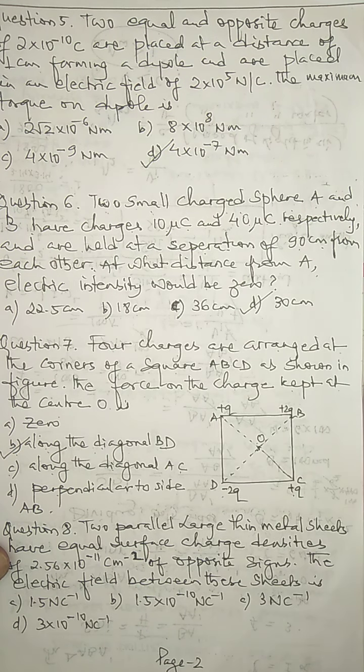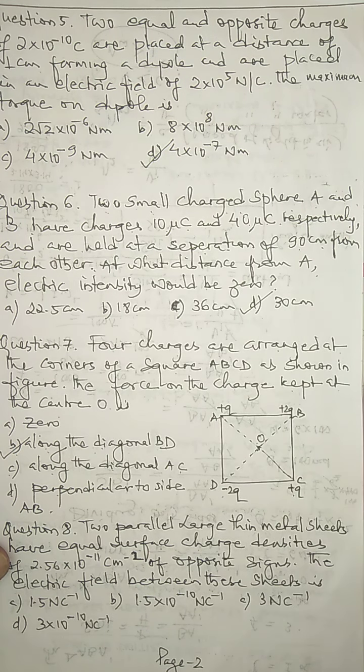Now we have the next question, question number 8. Question number 8 is actually based on Gauss theorem, and it says that two parallel large thin metal sheets have equal surface charge density, that is 2.56 into 10 to the power minus 11 coulomb per meter square, of opposite sign. Means the charges are opposite in nature, that's why the surface charge densities are opposite in sign. The question asks for the electric field between these sheets. Four options are given.